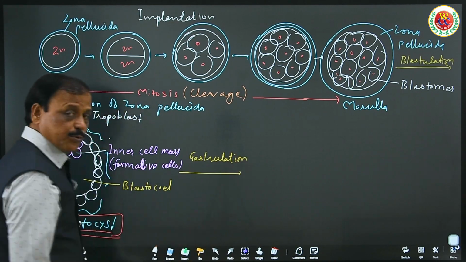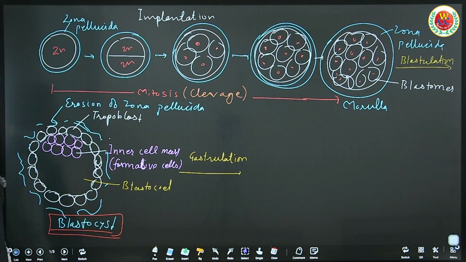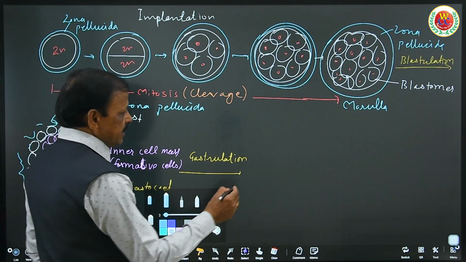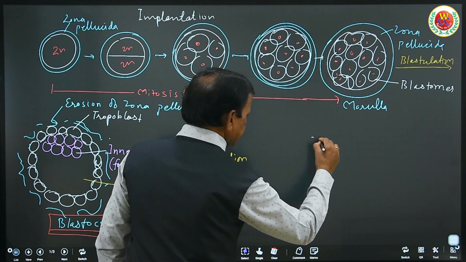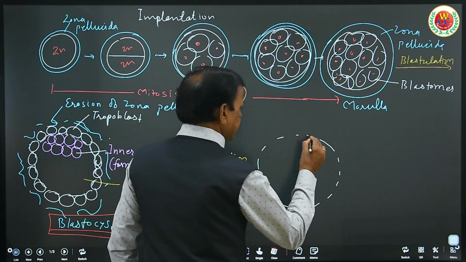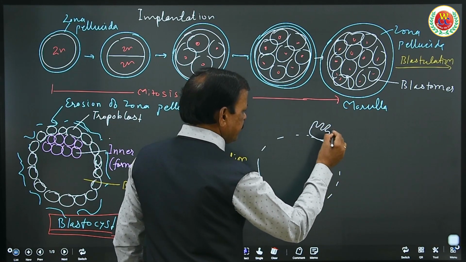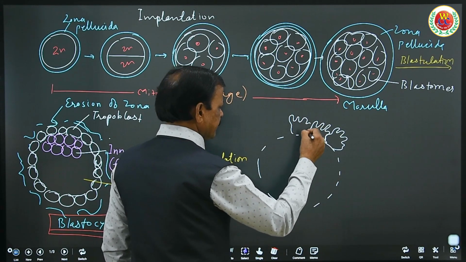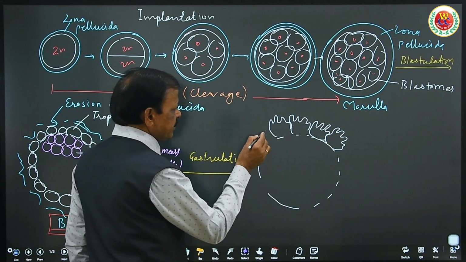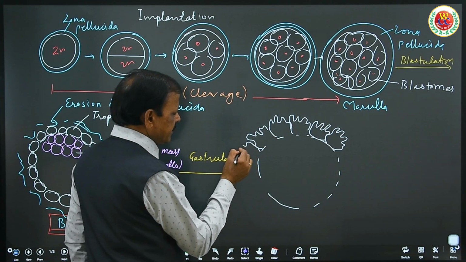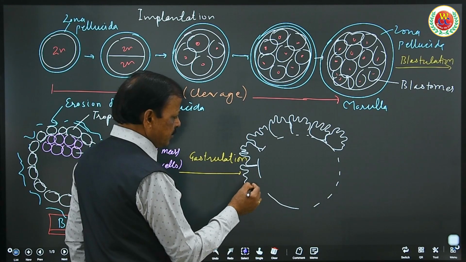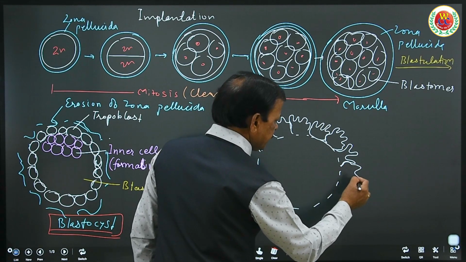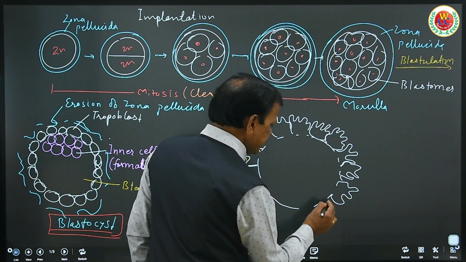Now what is gastrulation? It is the process of formation of the 3 germinal layers from the inner cell mass. By this time the trophoblast forms chorionic villi, and we can show that like this. To understand again, see, these are the finger-like projections developed by each cell of the trophoblast. These finger-like projections are chorionic villi that help in implantation.